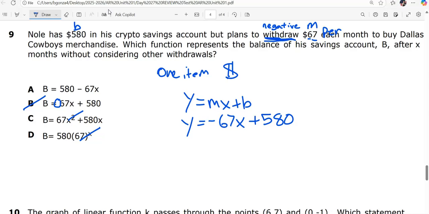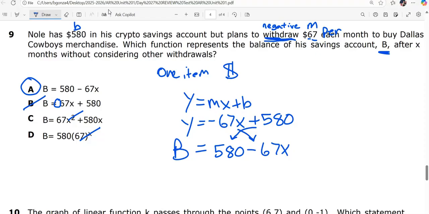That's quadratic and exponential. I want you to notice that instead of y, I'm supposed to use B. But you should know the commutative property. You can switch the order of these things. You'd start off with 580 and subtract 67x, minus 67x. That would be answer A. So if you withdraw $67 every month, that's what you'll get.